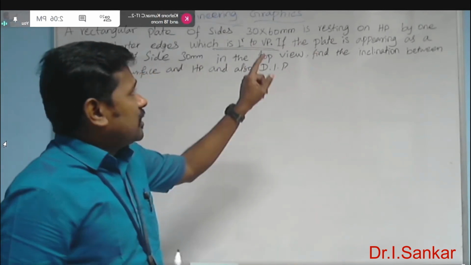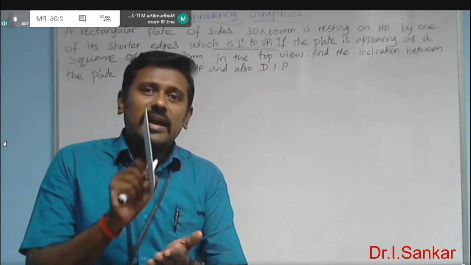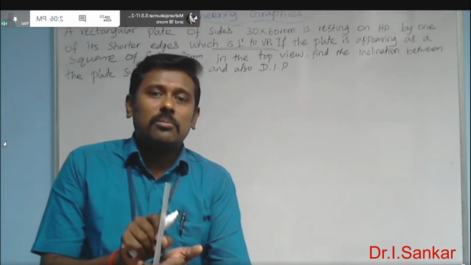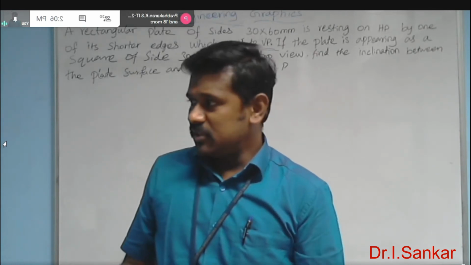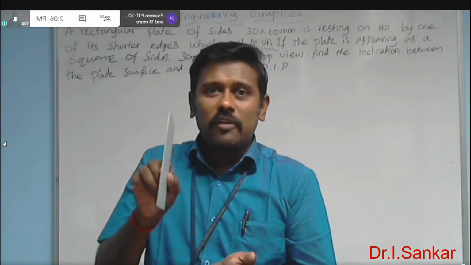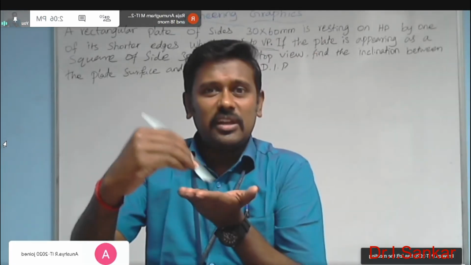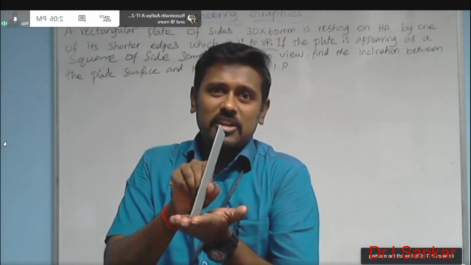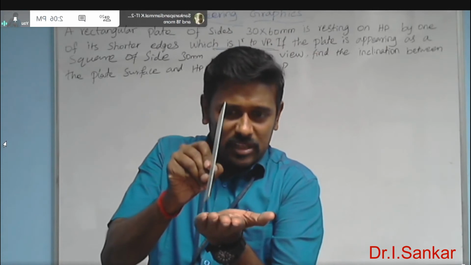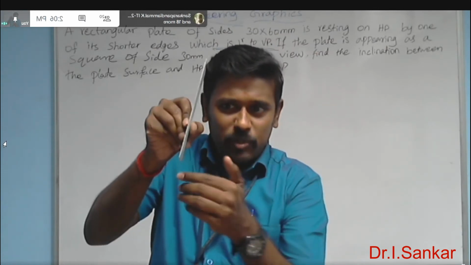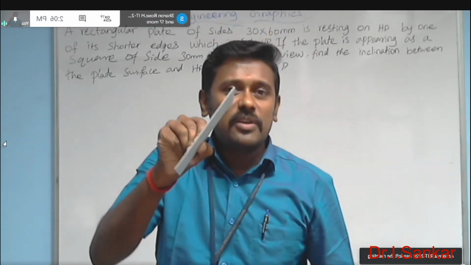So, here not only is the rectangular plate resting on HP by one of its shorter edges, that resting shorter edge is perpendicular to VP. When it is resting on the horizontal plane by one of its shorter edges, other types of resting are also possible. In any way it can rest on the horizontal plane with a shorter edge. But which is the given one? When the object is resting on the horizontal plane with a shorter edge, in the meantime that shorter edge should be perpendicular to the vertical plane. In this way the object is resting.